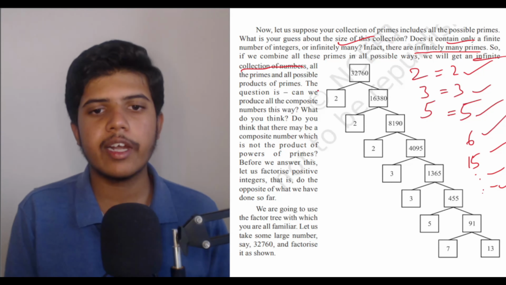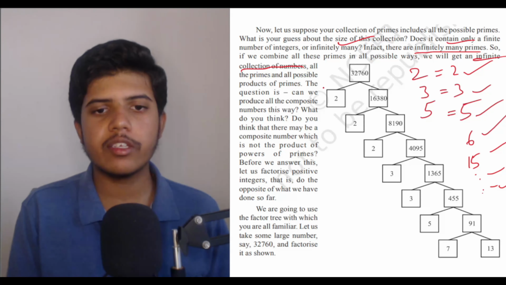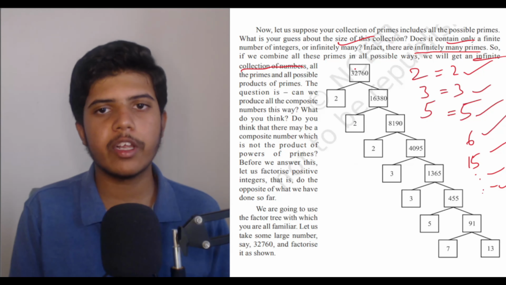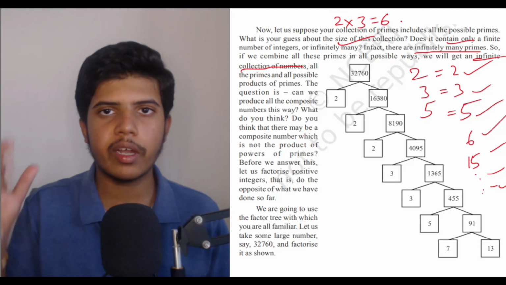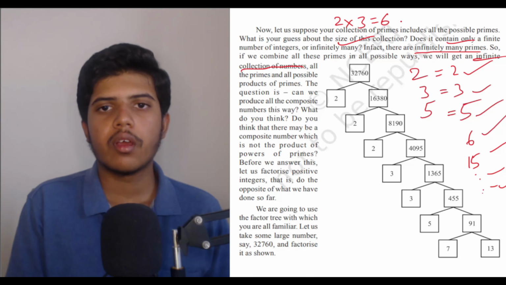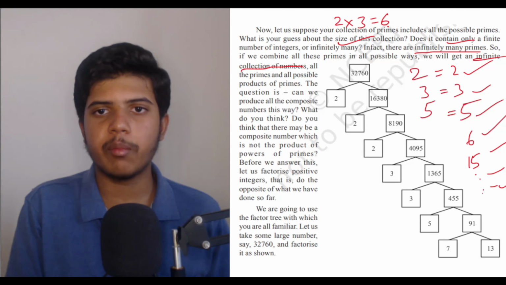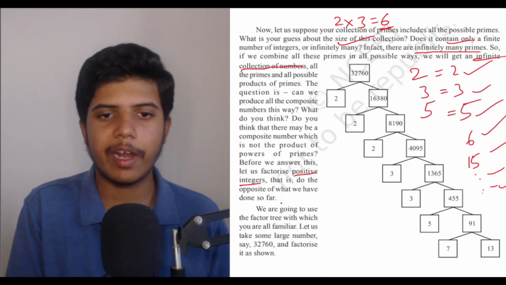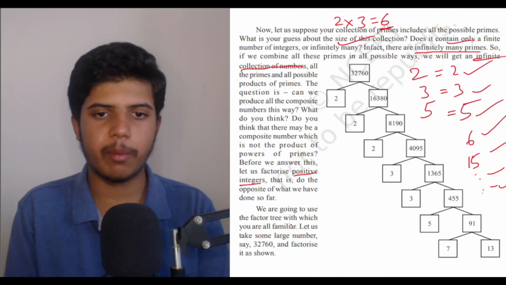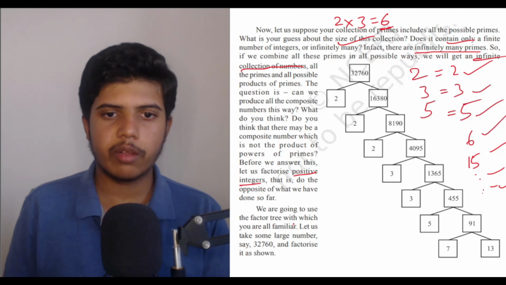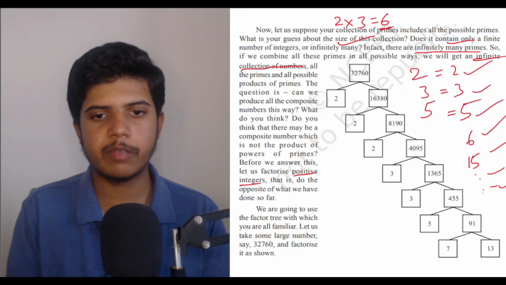Before we answer this, let us factorize positive integers. That is, do the opposite of what we have done so far. What have we done so far? We have taken prime numbers, and I am repeating this so that it's in perspective for you. We multiplied them and got a positive integer. Now we're going to take a positive integer and factorize it. We're going to use the factor tree with which you are all familiar, as it was taught in the previous classes.